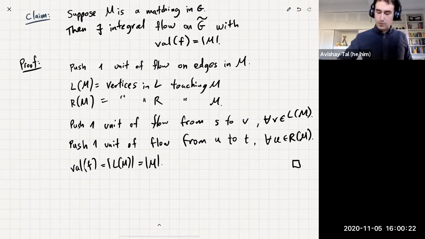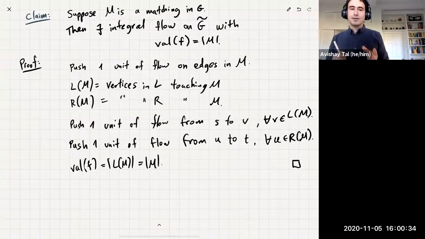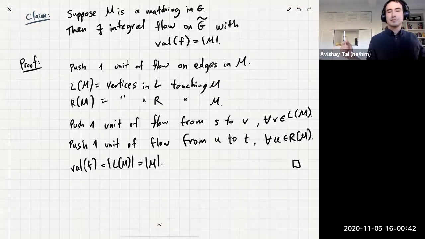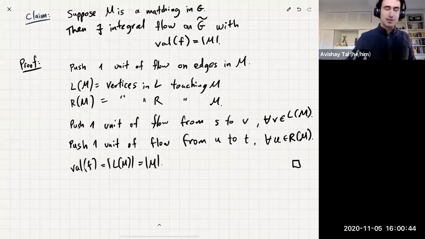Oh, how do we guarantee that the maximums are equal? But I'm guessing that's the next part of your... Yeah, so what we saw so far is that if we have a matching on G, then we have a flow on G tilde. It could be that maybe the maximal flow on G tilde is even bigger than that, but we will see next that it's not the case.